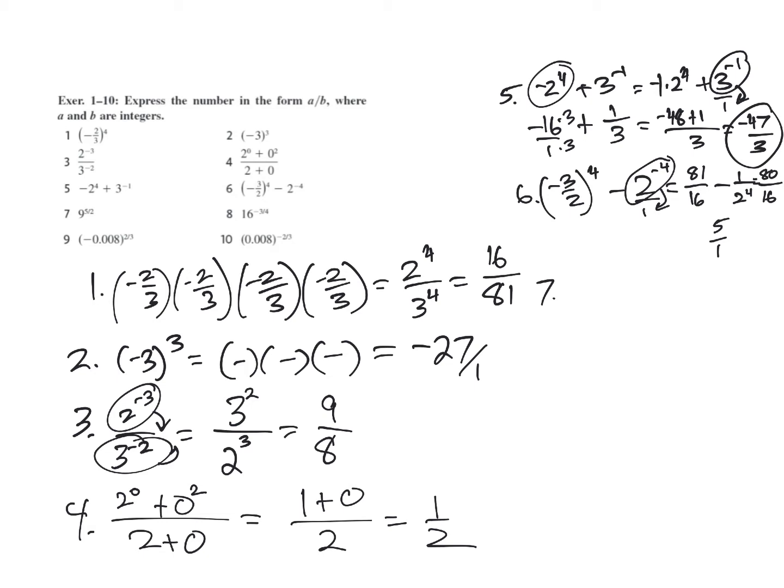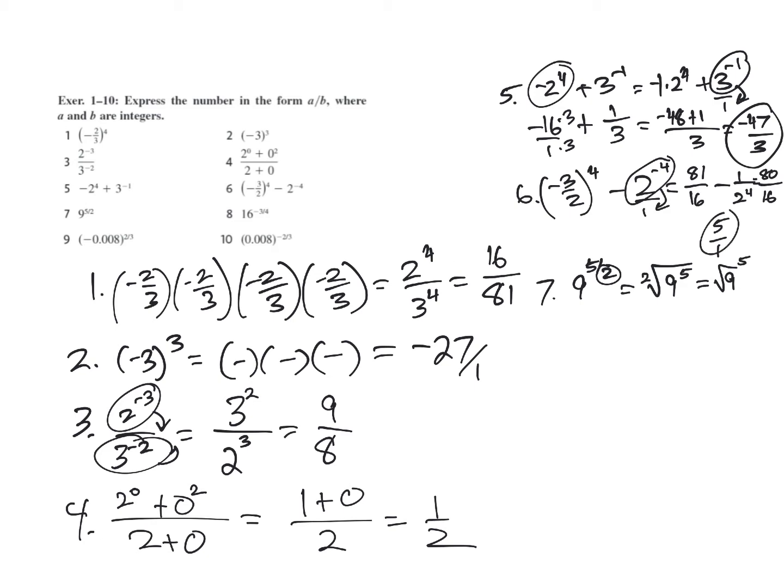Number 7, 9 to the 5/2. So now we get into radicals. And the bottom number is always what the root is. So this is going to be the square root of 9 to the 5th. So you can do 9 to the 5th, or you can do the square root of 9 and raise that answer to the 5th. Okay?